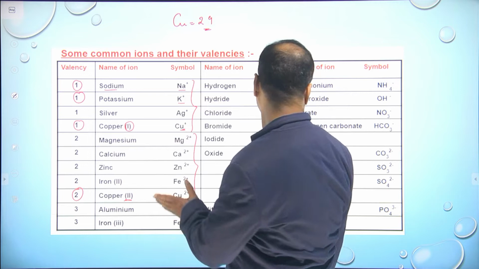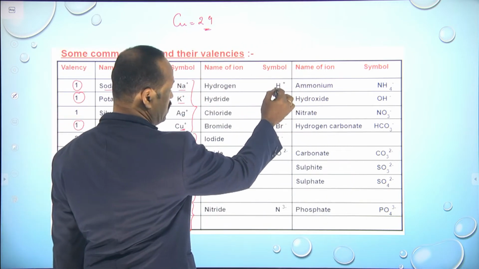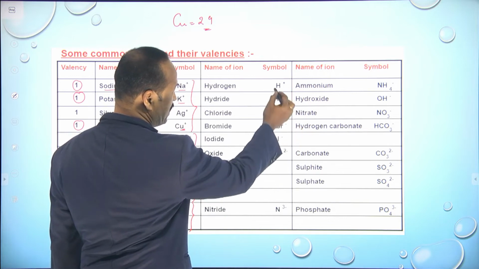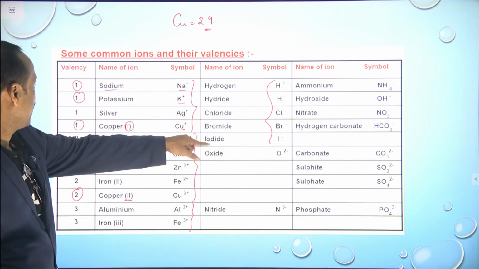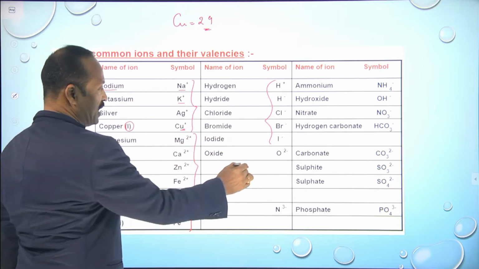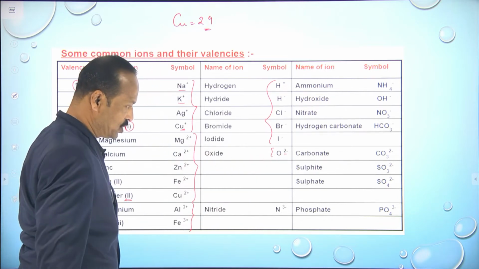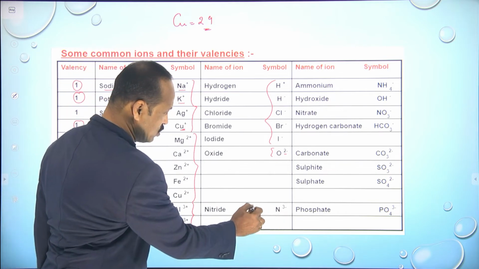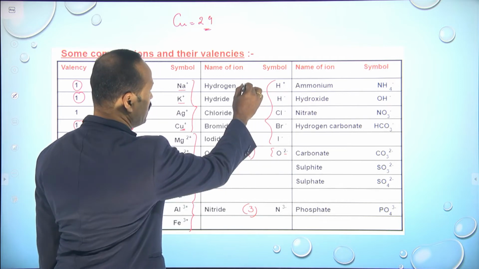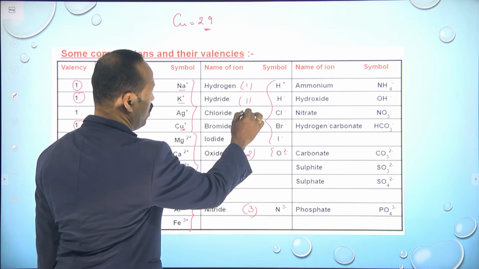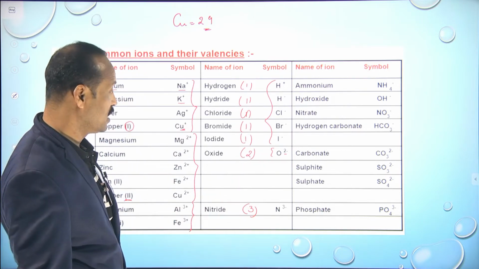Now similarly, let's come to the anions also. These all have only 1 minus, so valency is 1 till here, and this valency is 2, because minus 2 is there. And nitride has minus 3, so its valency is 3. Its valency is 3, its valency is 2, and these all valencies are 1. Remember this, very important. It helps in writing the chemical formulas.